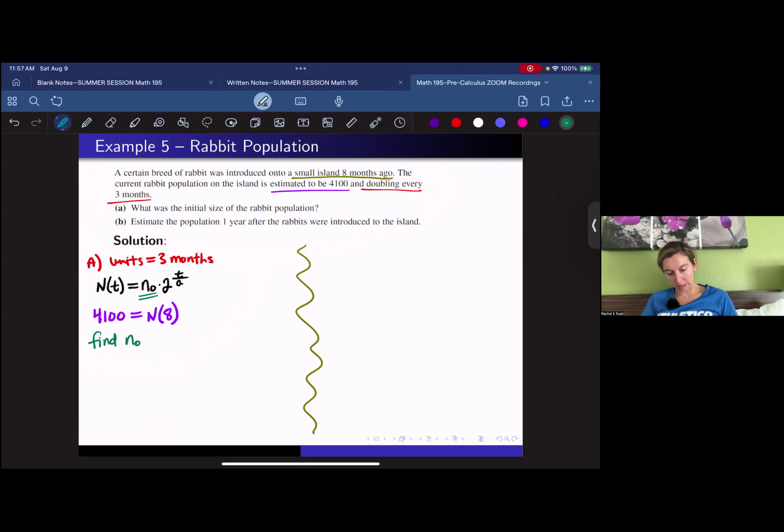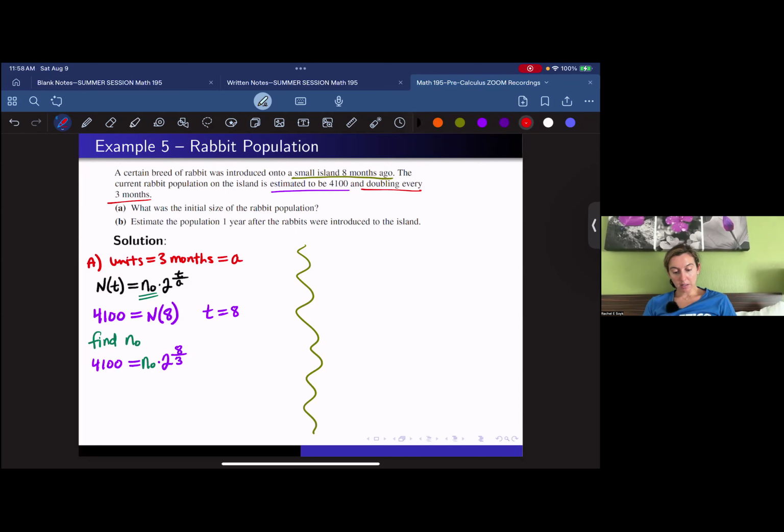Okay, so now we're just going to plug in and chug. So our t, again, in this circumstance is going to be our 8. So we get 4,100, which is our n of 8, is equal to our n sub 0, which is what we're trying to find. And then times 2 raised to the 8 divided by our a, which is 3. Right, it doubles every 3 months.